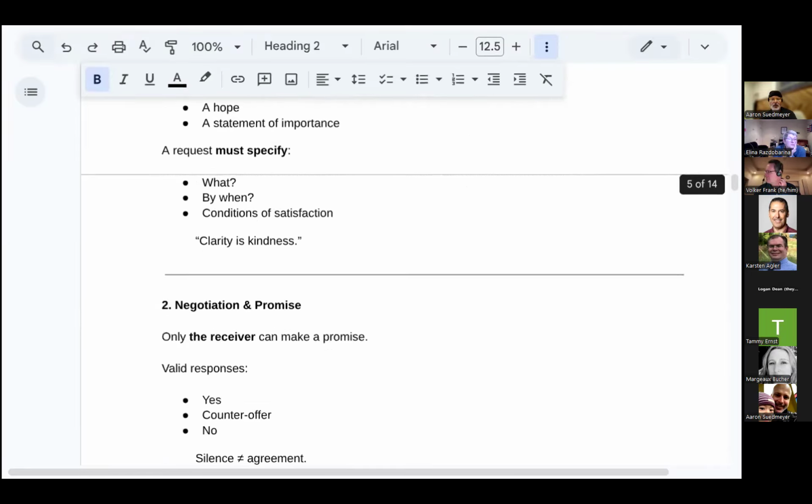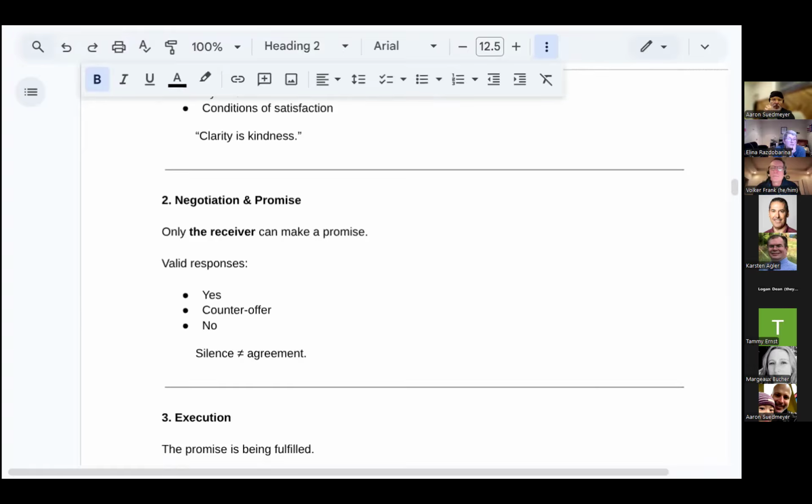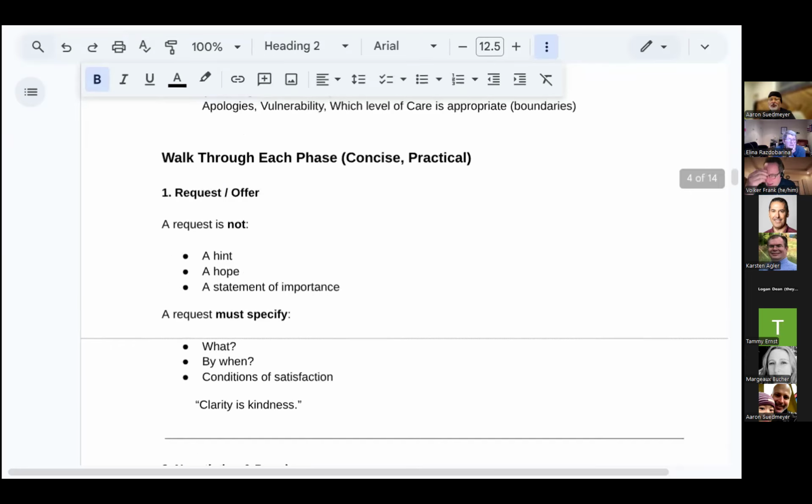Okay. A negotiation and promise phase. Only the receiver can make a promise, and the options are yes. Maybe just as a side note, we are remarkably challenged to make direct requests.